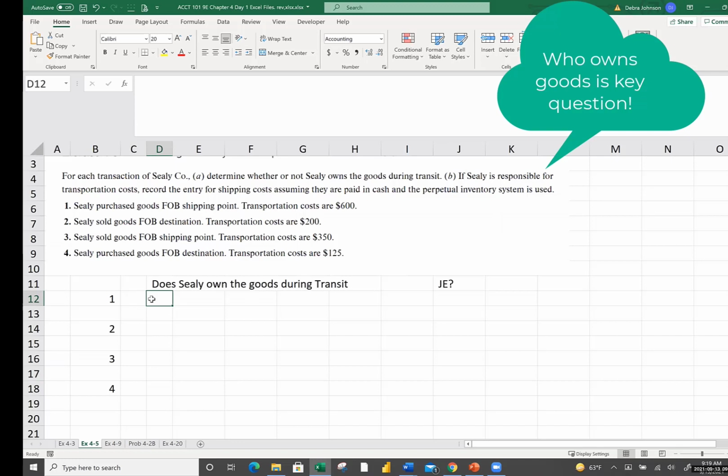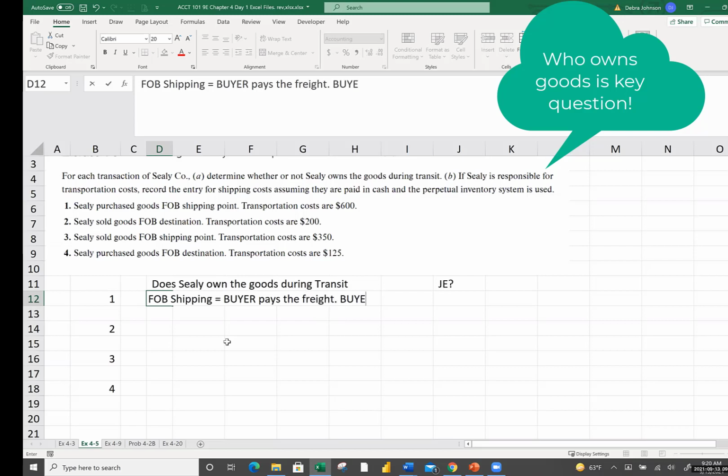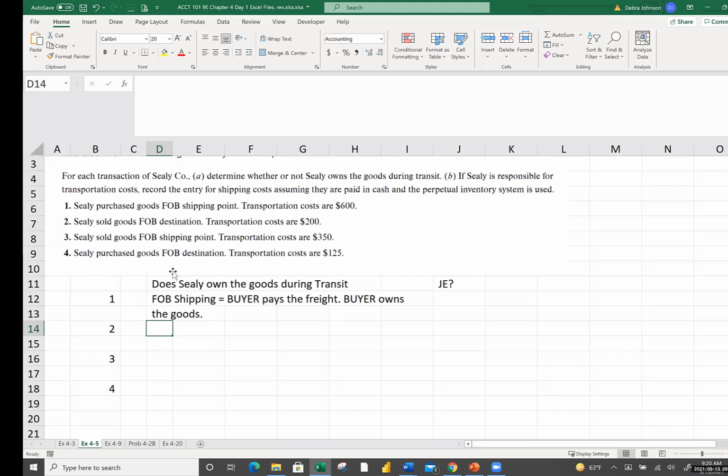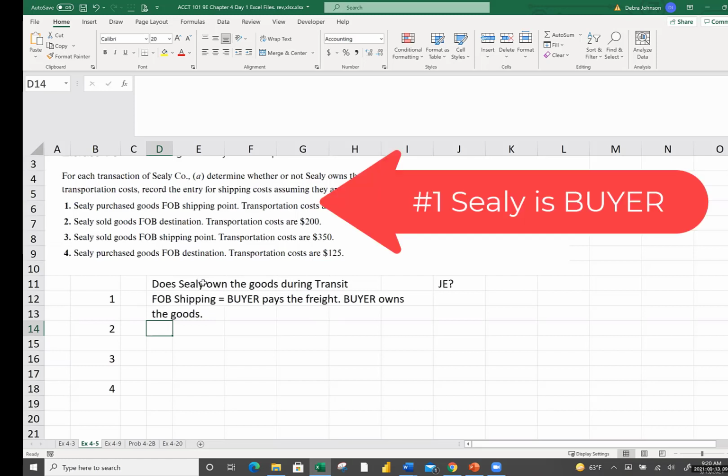So number 1 says, Sealy purchased the goods, FOB shipping point. Okay, stop. What does that mean? Okay, FOB shipping, I'm going to write this down. FOB shipping means buyer pays the freight. That means the buyer owns the goods. So I'm going to read it again. Sealy is the buyer. They purchase goods, FOB shipping. Transportation costs are $600. Okay, what does FOB shipping mean?